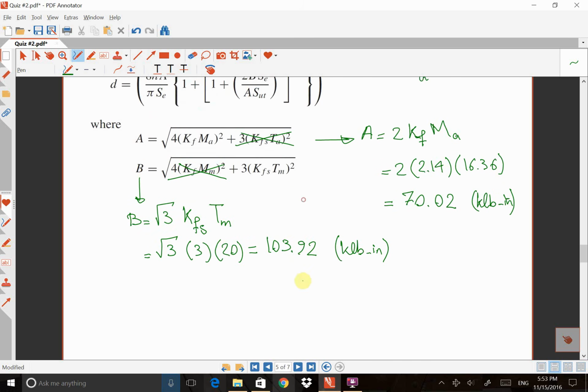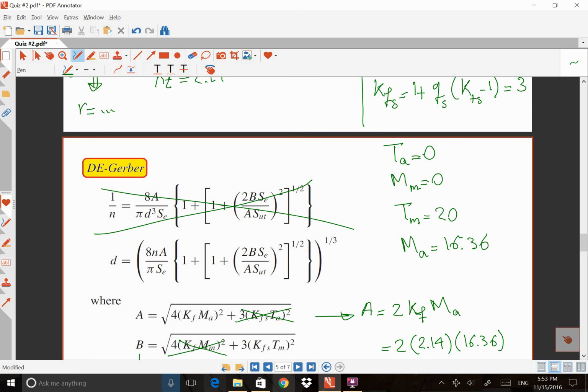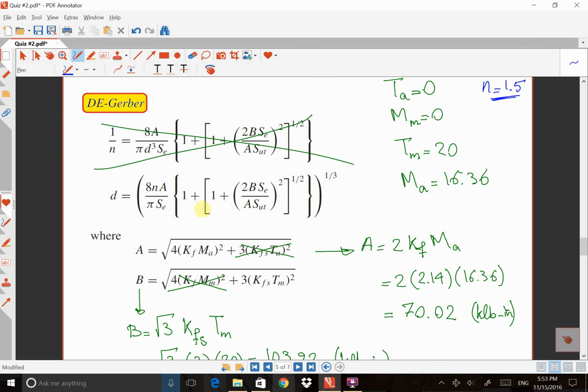Okay, in this question I'm asked to find the diameter, so I don't need to use this equation, and I just need to use the second equation to find the diameter, and n is given to us, which is 1.5. So the safety factor is given to us, and that's 1.5. So I'm looking at this one, and I'm seeing that I have N, I have A, I have B, SE, SUT, they are all given to me. So I can find the diameter.